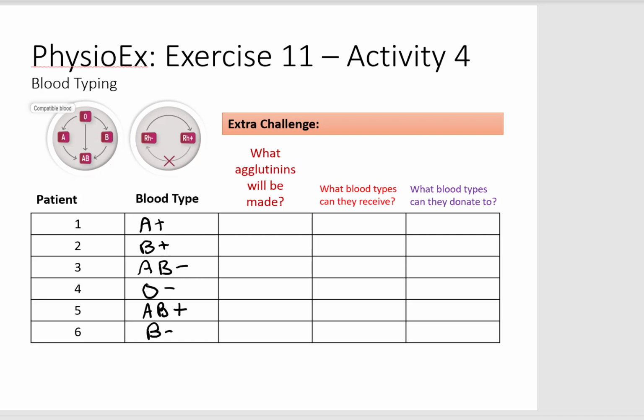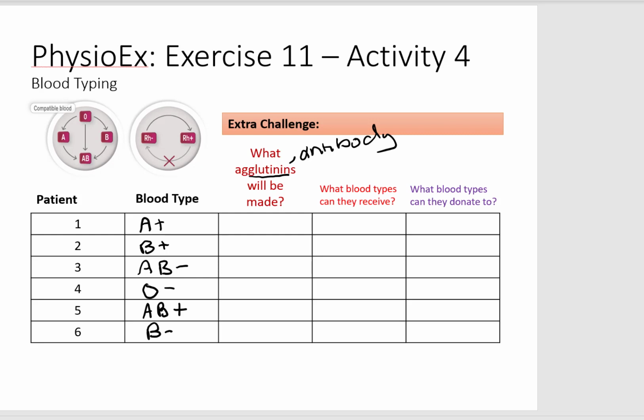Because on your lab exam, not only will we ask you, what blood type is this person? And we're going to tell you where you see agglutination and where you don't. That's pretty easy. But we will also ask you what agglutinins will be made. Agglutinin is another word for antibody. So in this challenge, this column, I want you to tell me what antibodies this person would be making.